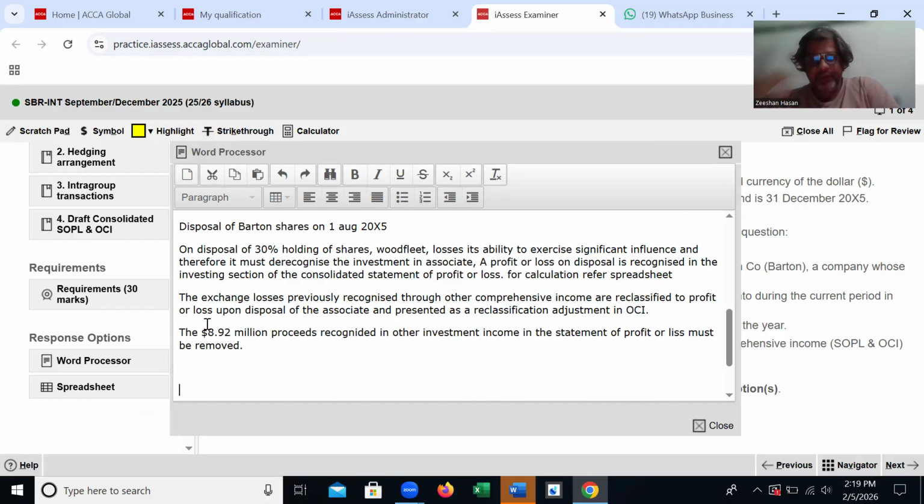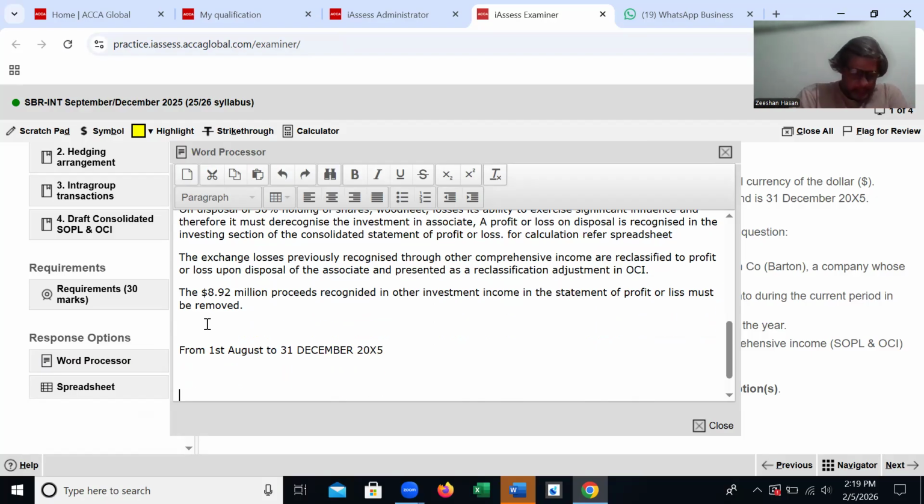Now, it's not the end. Now we have to move from 1st August to 31st December 2005.